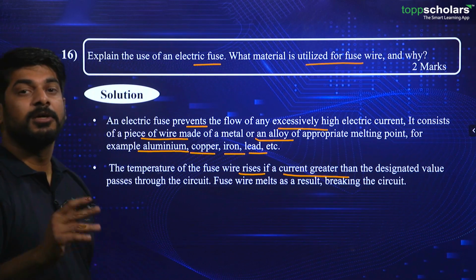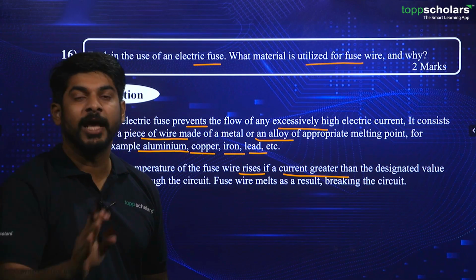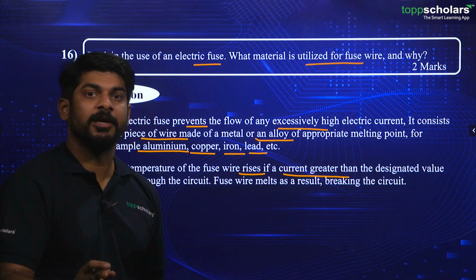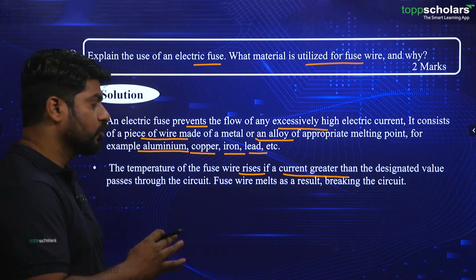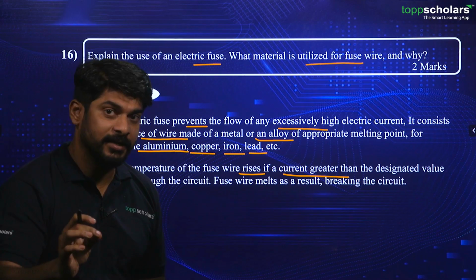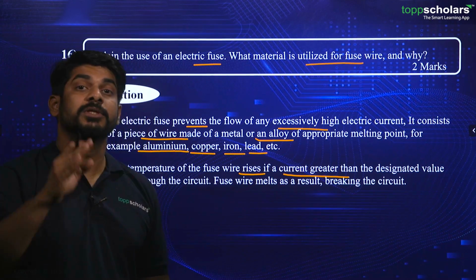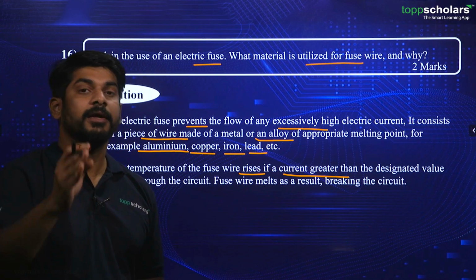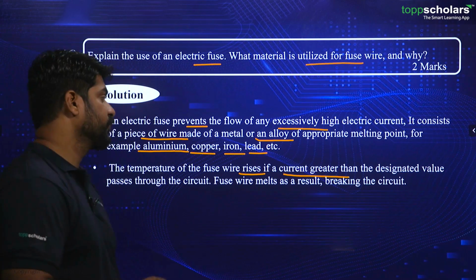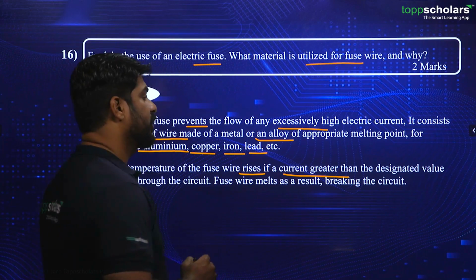So basically the use of fuse wire is to prevent any kind of damage to the electrical appliances whenever there is an excess current flowing through the circuit. As soon as there is an excess current, the fuse wire will melt due to the heating effect, and it will break the circuit and prevent any kind of damage to the electrical appliances. Okay, so this is the use of a fuse wire.